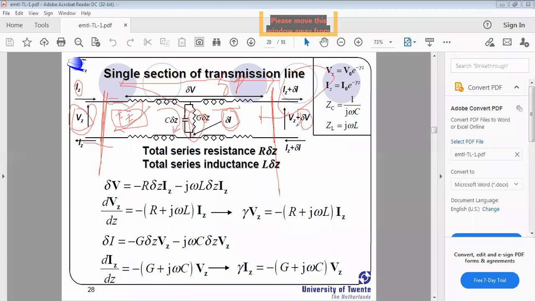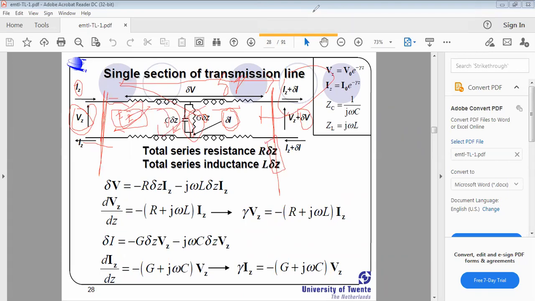And just assume the total series resistance is R into delta Z, and the total series inductance is L into delta Z. Here delta Z is the differential impedance offered by this line over this length. So simply I'm applying KVL to this line.